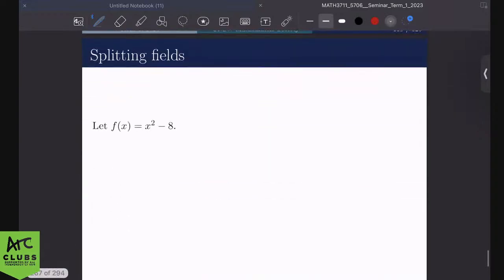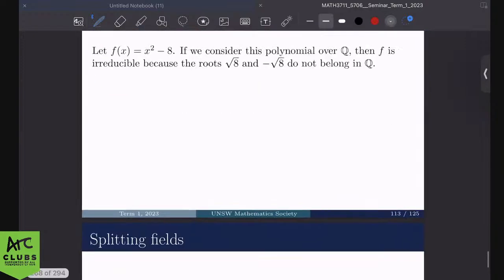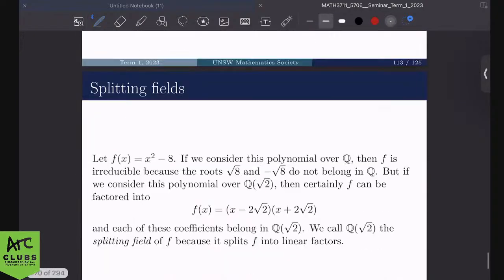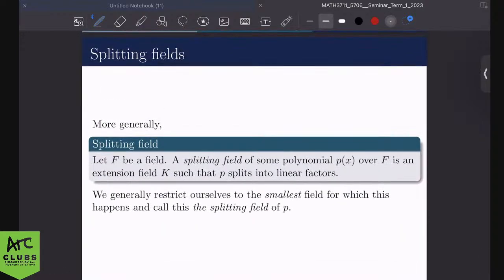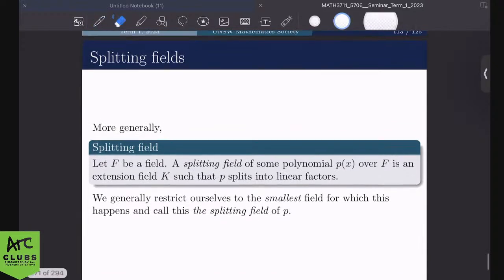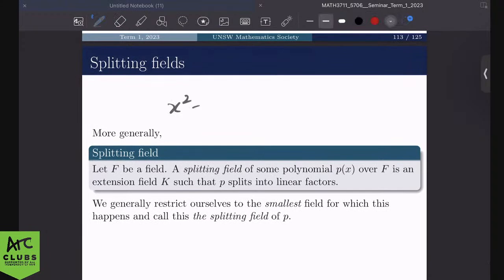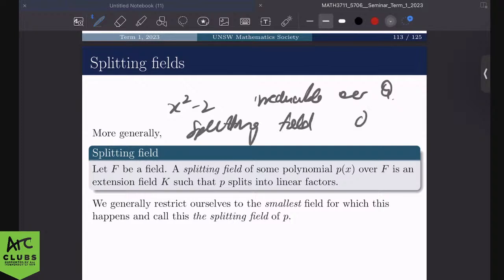So we have very little time left, but we'll talk about splitting fields now. I'll just skip through this slide, you can read through it in your own time. A splitting field of a polynomial p is an extension field such that we split it into linear factors. For example, x squared minus 2 is irreducible over Q. But if I want to split it into linear factors, I want to add root 2. So a splitting field, for example, would be Q root 2. Okay, that's a splitting field.